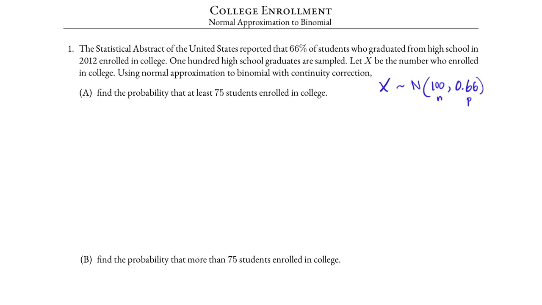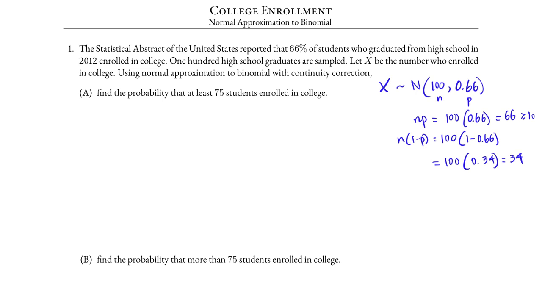The condition for the normal approximation is that n times p, where n is 100 and p is 0.66, is 66. And we see that n times p is at least 10, greater than or equal to 10. We also need to check n times 1 minus p. N is 100 and 1 minus p is 0.34. This is 100 times 0.34, which is 34. 34 is again at least 10, greater than or equal to 10. And so both conditions are satisfied. We can use the normal approximation for this binomial.